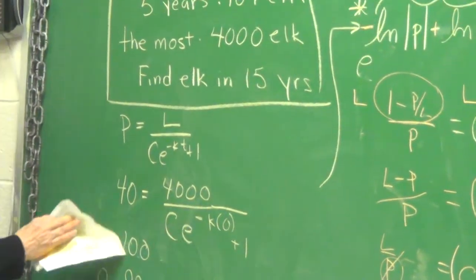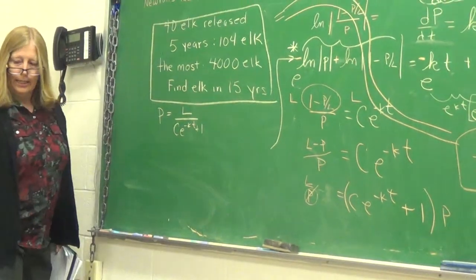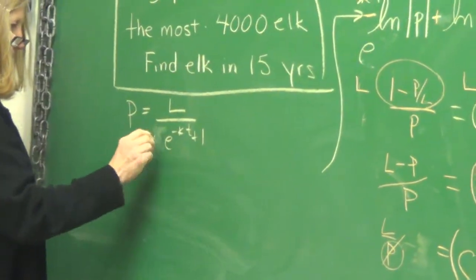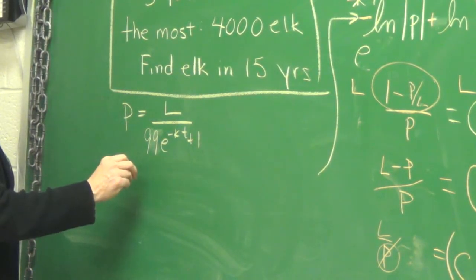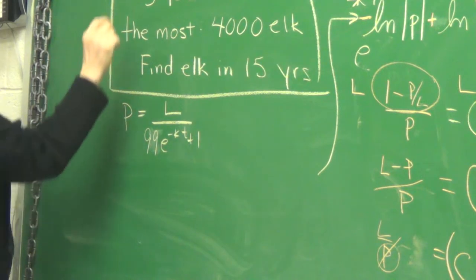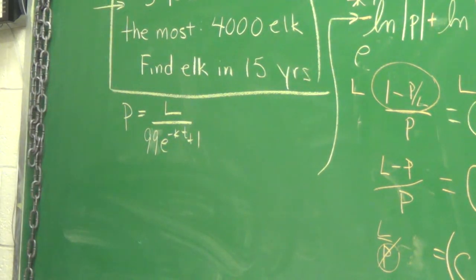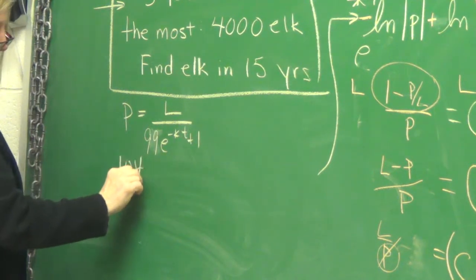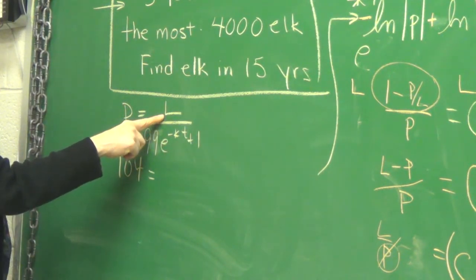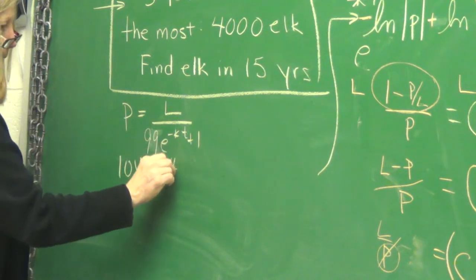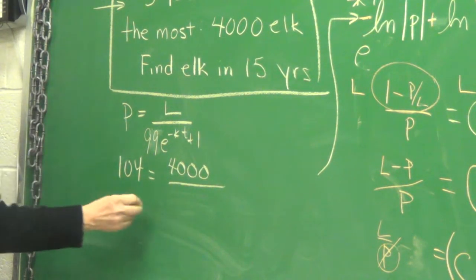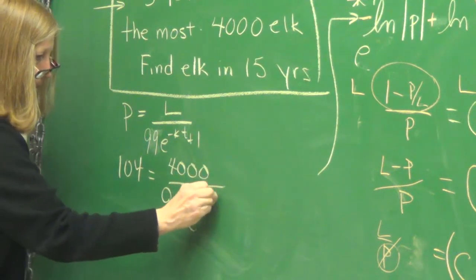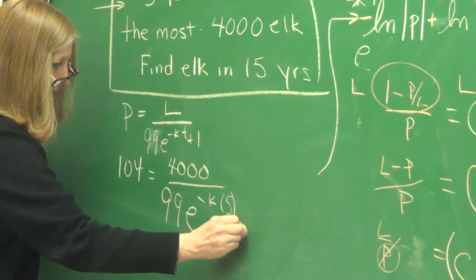Alright, so we got 99 for C, and I'm just going to erase that because I'm out of room. And I'll go back up to here and get the 99 in my equation right here. All right, Morgan, you're going to help us find K. What will go in here? Would P be 40 again? No, we're going to use this information. Oh, okay. So 104 equals 4,000, that's the limit. After that, the protected area can't sustain any more elk. Yep, and then 99 over 99e times negative 5, or negative K times 5.